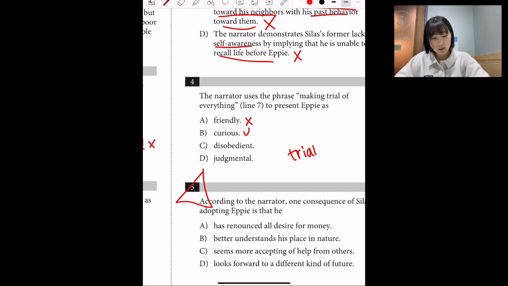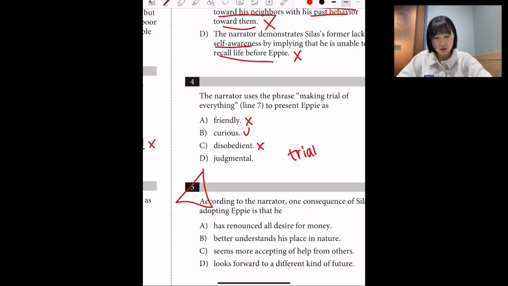And disobedient, it has too strong of a negative connotation. Here it's not saying that she was making trial of everything and then causing mischief. It's just saying that she was making trial of everything. The sentence itself is trying to emphasize, I hate to say this bluntly, but curious. I guess there's no better word to explain it. I guess it's trying to emphasize the childishness and childish curiosity that Eppie has in the world. So this is much too negative of a word.